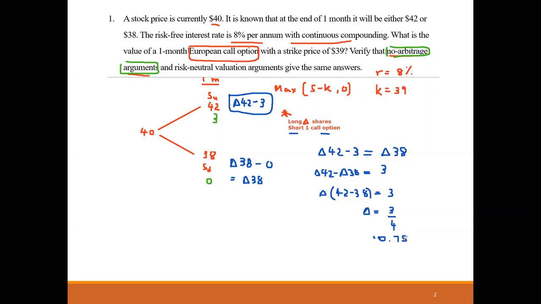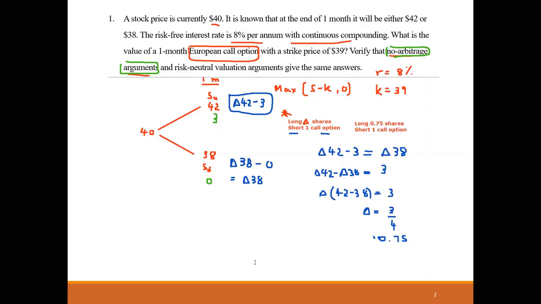So there's another way of getting this as well. You have learned this delta of 0.75. What this means is that you have to long 0.75 shares when you short one call option, to create a riskless portfolio.